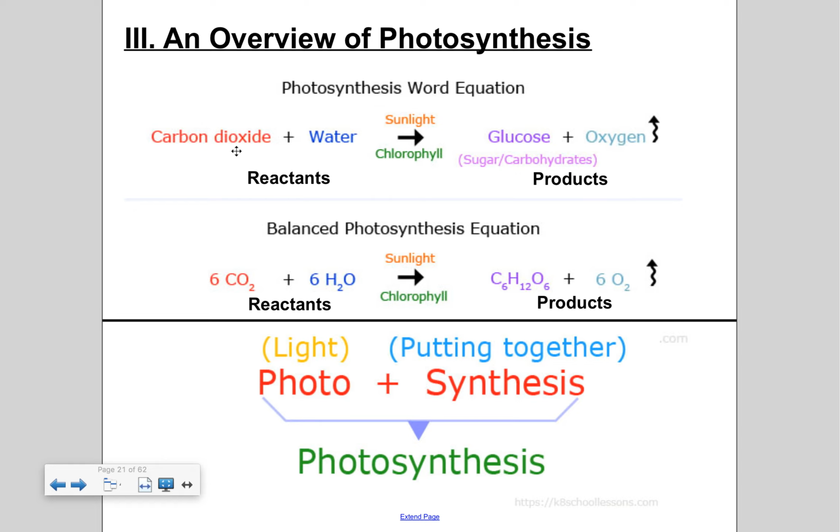So reactants are things that go into a process, and products are things that come out. Reactants are always on the left-hand side of the arrow, products are always on the right-hand side. This is the actual chemical equation. 6 molecules of carbon dioxide, CO2, plus 6 molecules of water, H2O, enter a plant with some sunlight, and they go to the chlorophyll, and what comes out is the sugar, C6H12O6, plus 6 molecules of oxygen gas.